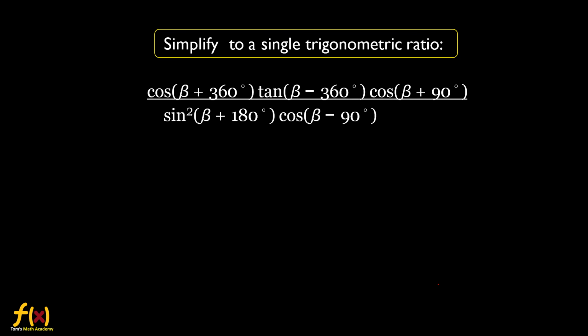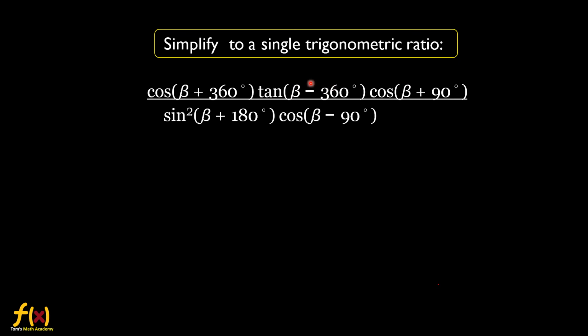Simplify to a single trigonometric ratio. We have a lot of terms in the numerator and in the denominator. Look at the question. Cos beta plus 360. No problem. We have already seen such questions coming.